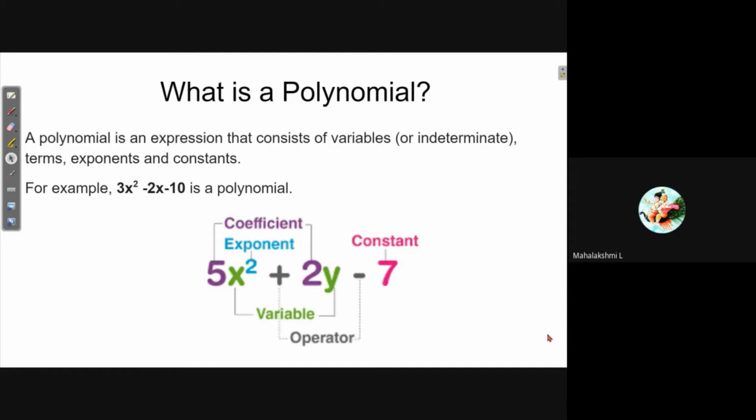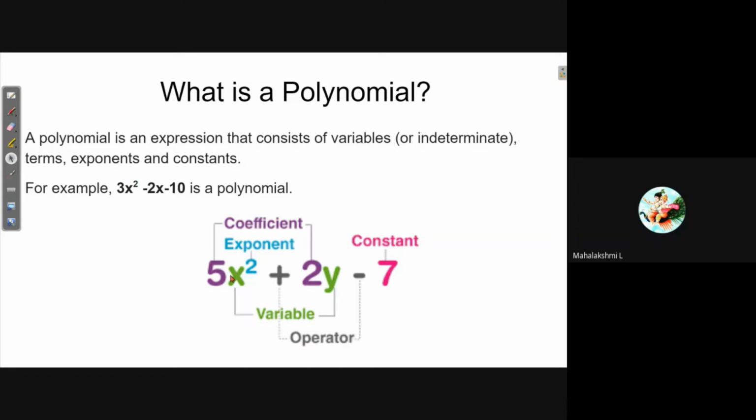So I'm going to start with the very basics of what a polynomial is. Basically, a polynomial consists of variables, exponents, terms, and constants. So what is a variable? The x and y whose value changes frequently is called a variable. Variable means it keeps changing. So x and y can have any values. That is called a variable.